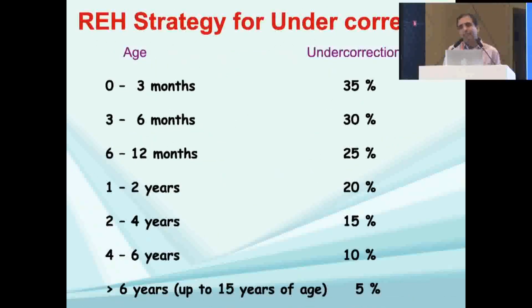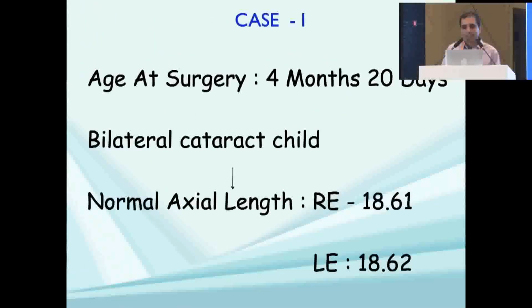With our data analysis, this is the pattern that we follow: in a very young child, less than 3 months, we undercorrect by about 35%. And as the child keeps growing older, we undercorrect less and less, to the point that anything beyond 6 to 7 years of age, we hardly undercorrect. That is, we undercorrect only by about 2 to 5%. But the younger the child, the more the undercorrection. That is the consensus across all of these articles.